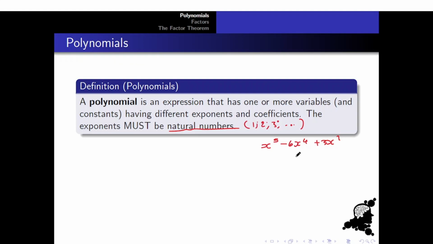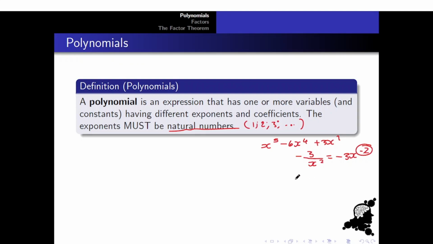But if I, for instance, have negative 3 over x squared, I can simplify this to be negative 3x to the power minus 2. Now, this is not a polynomial. And why is this? Because our exponent of x is not a natural number, it's an integer. So how do you identify whether an expression is a polynomial or not? You basically need to look at each of the exponents. If the exponents are natural numbers, the expression is a polynomial. If the expression does not have natural numbers for the exponents, then you know that it's not a polynomial.